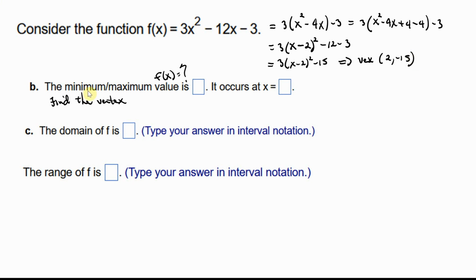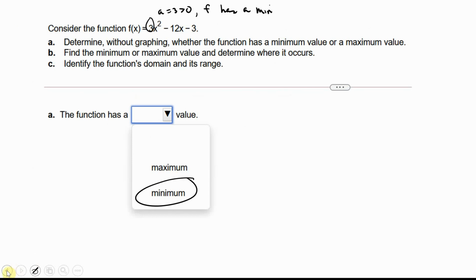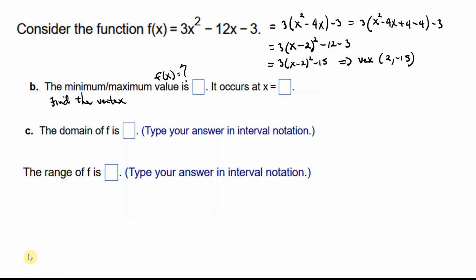So check this out. Once you get the vertex, the minimum, this is the same problem as before. The minimum value, the function value, that's the vertex value for f, that negative 15. It occurs at x equal to 2. It's just the vertex. That's cool. So basically what we've done in the beginning of this section, we end with the same thing.